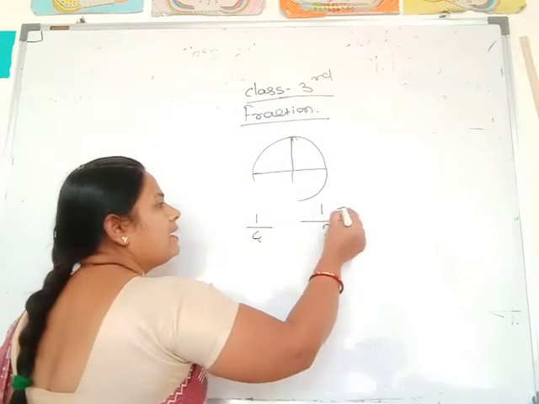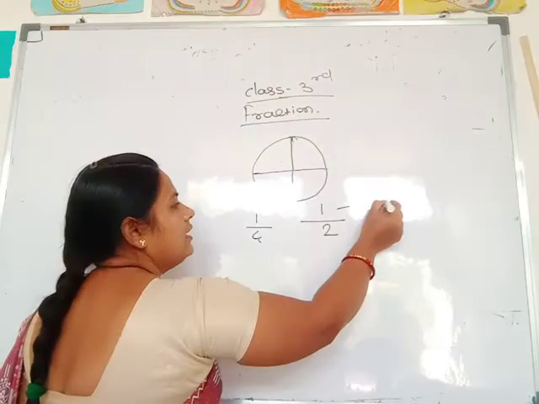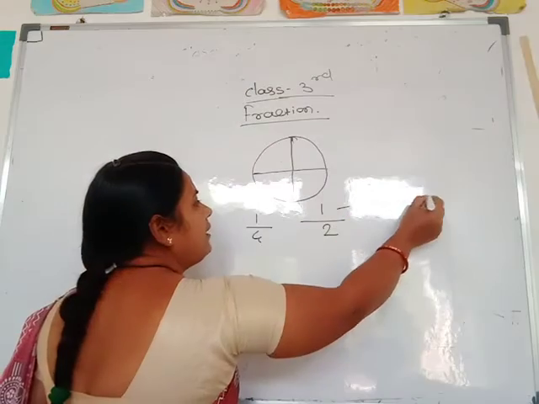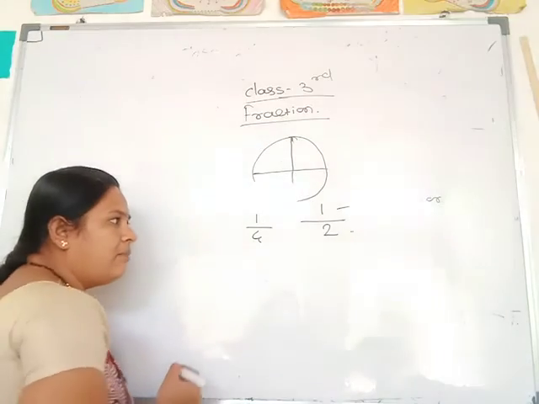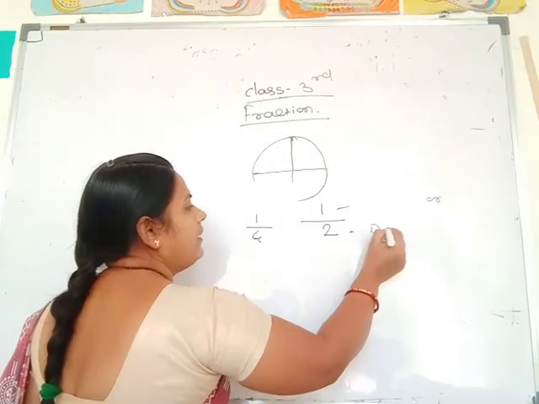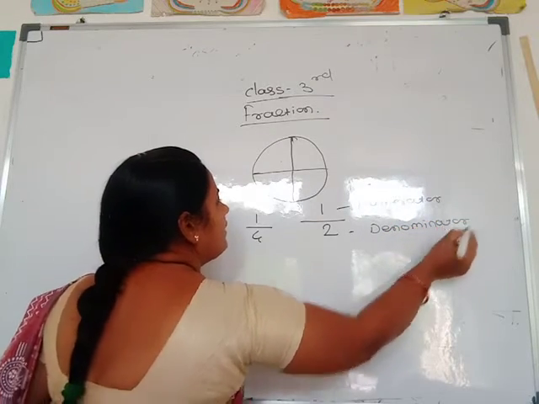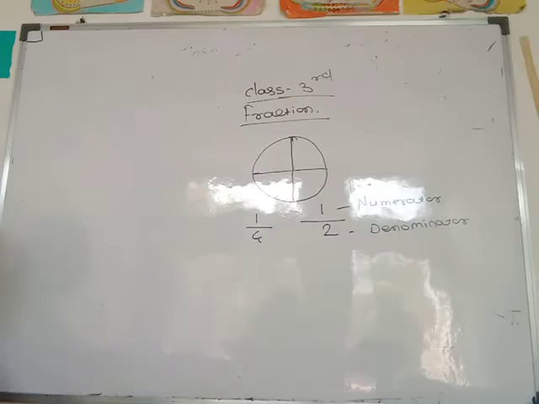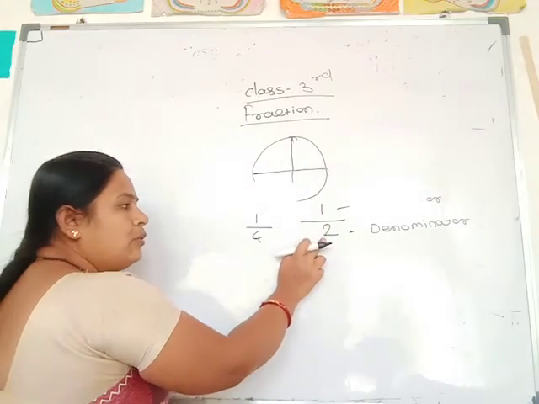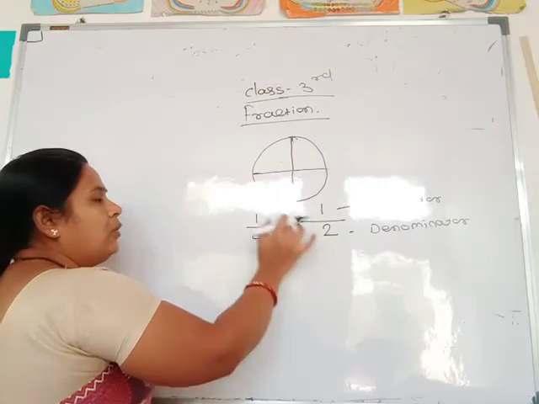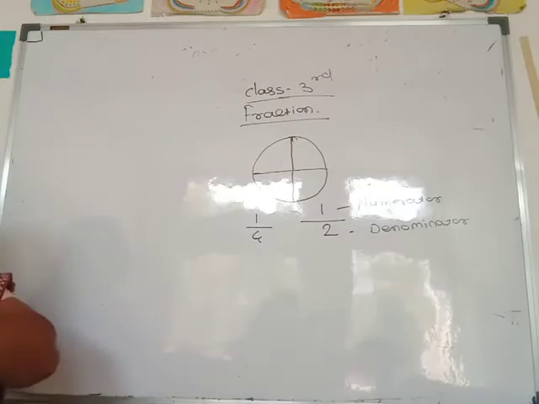This upper part is called in a fraction the numerator. Spelling, see, numerator. And this below part is called the denominator. One part is divided into equal parts. Here firstly this one part is divided into two equal parts, means 1 by 2. Again this one part is divided into 4 parts, means 1 by 4.